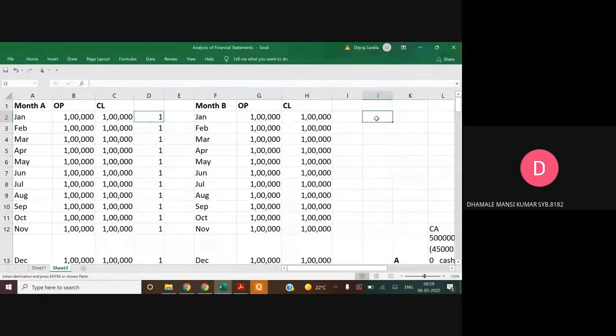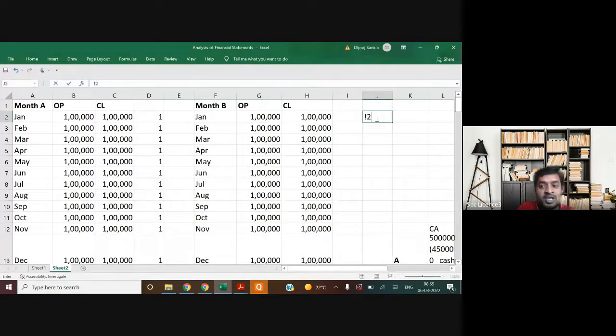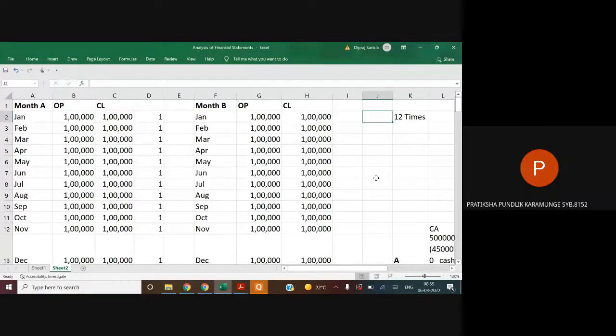12 times, na? So here, what is stock turnover ratio? Stock turnover ratio here is 12 times. Yes, sir. First of all, what is stock turnover ratio? It indicates the number of times stock has been replaced. How many times stock has been replaced? 12 times, na?